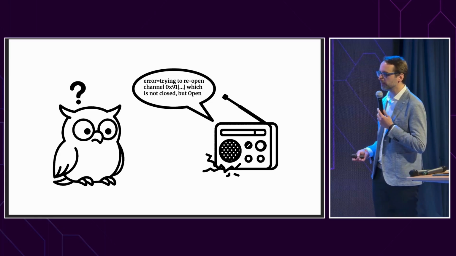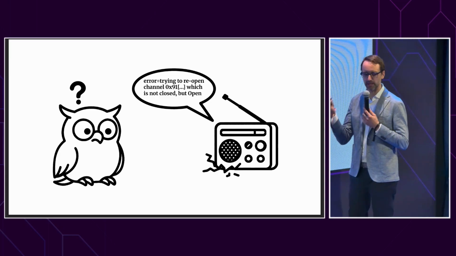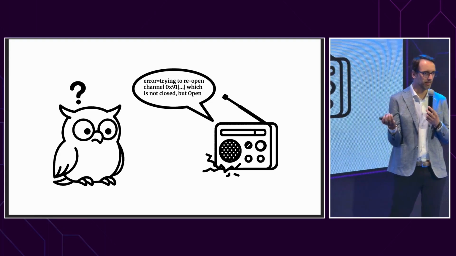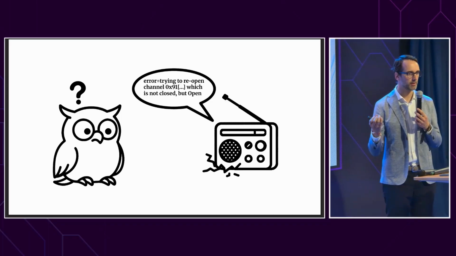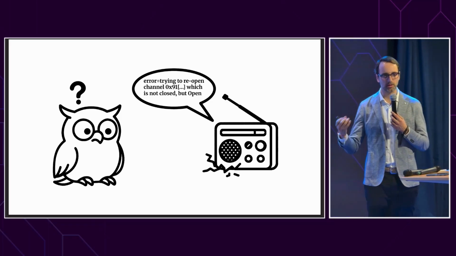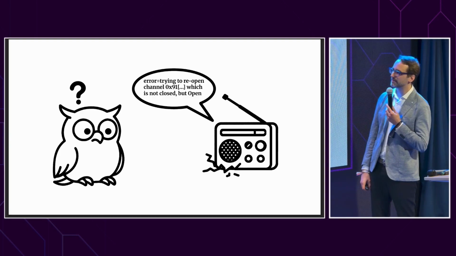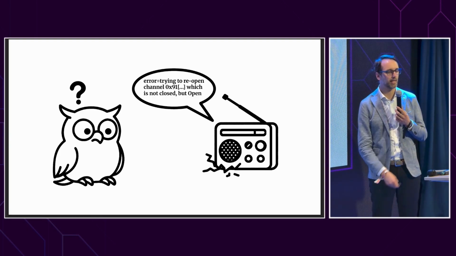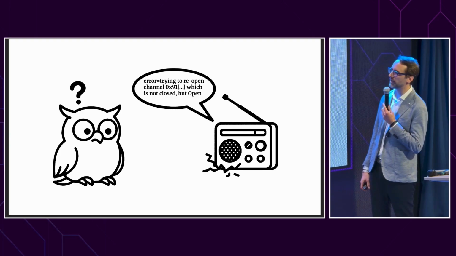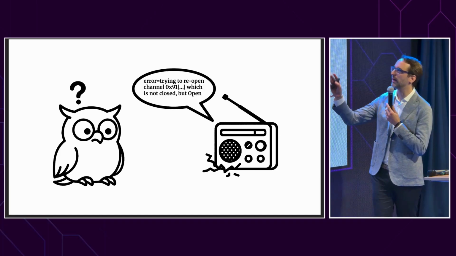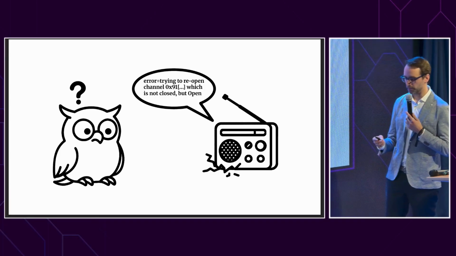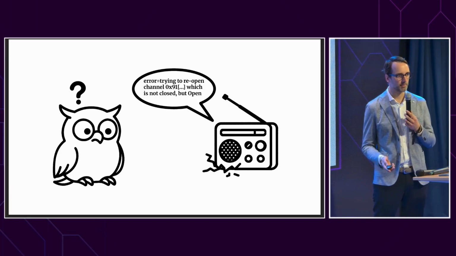At HOPR, we have a decentralized network. We encourage everyone to run their own Ethereum client, right? We actually want to build on top of Ethereum and not on top of a bunch of centralized services. What happened this summer? This summer, many of these nodes had a catastrophic panic. The node was shutting down, and it said something blah, blah, blah, which is not closed but open. What's actually going on here?